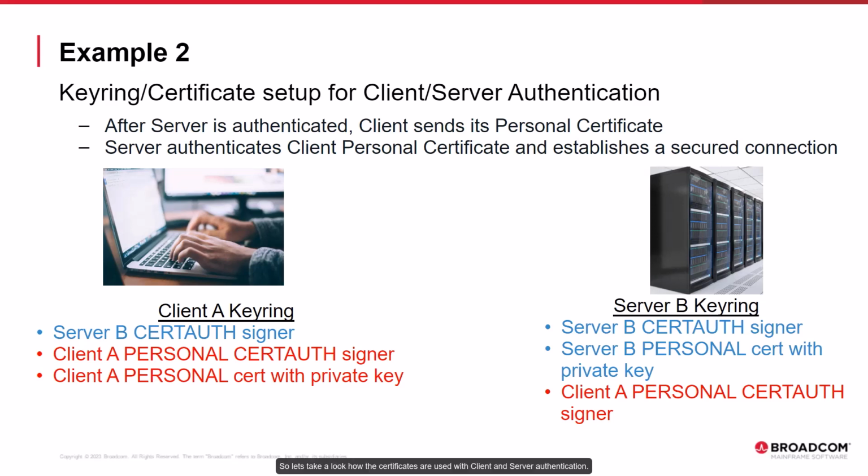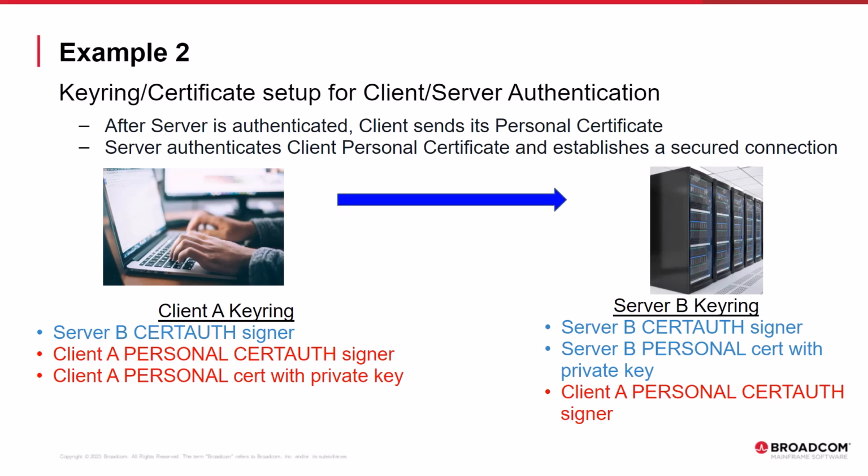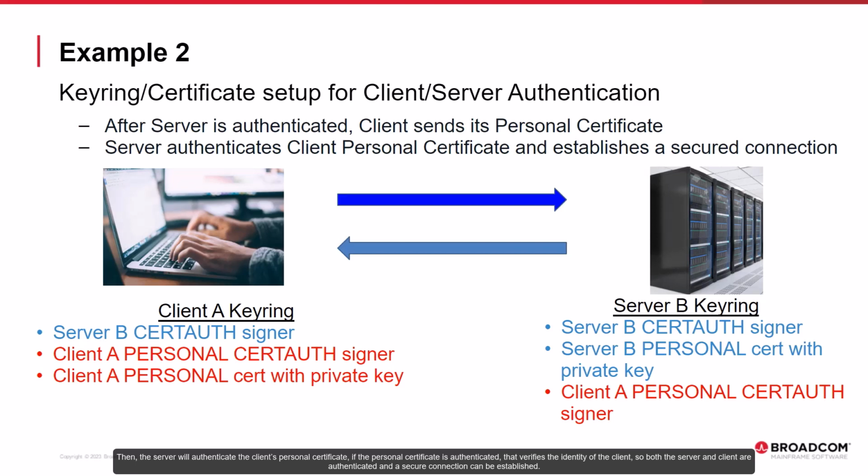So, let's take a look at how the certificates are used with client and server authentication. First, the same process for server authentication is done. After the server is authenticated, the client will send its personal certificate to the server. Then the server will authenticate the client's personal certificate. If the personal certificate is authenticated, that verifies the identity of the client. So both the server and client are authenticated and a secure connection can be established.